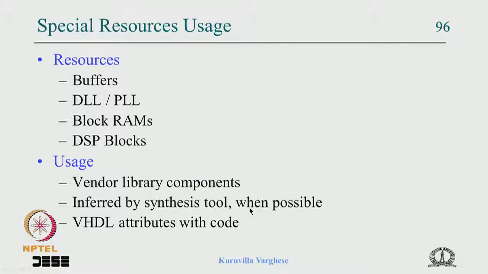So that is what we have discussed, and all these special resources can be instantiated from the vendor library using the code generator tool. Sometimes the synthesis tool will infer them from the code, and sometimes you have to write a VHDL attribute along with the code to help the synthesis tool infer what is going on and instantiate the correct component.